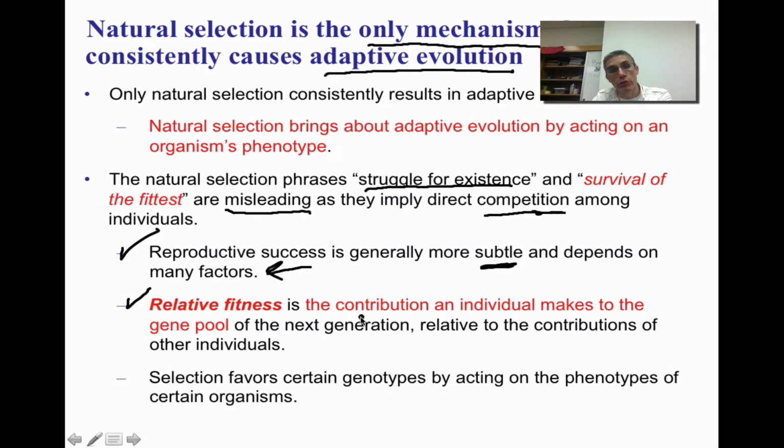Sometimes we'll use a phrase called relative fitness, and this is the contribution an individual actually makes to the gene pool of the next generation relative to the contributions of other individuals. So in other words, you would see a difference between the fitness of those individuals within that population. So selection is going to favor certain genotypes, and it's going to favor those genotypes by acting on the phenotypes of the organisms within that population.